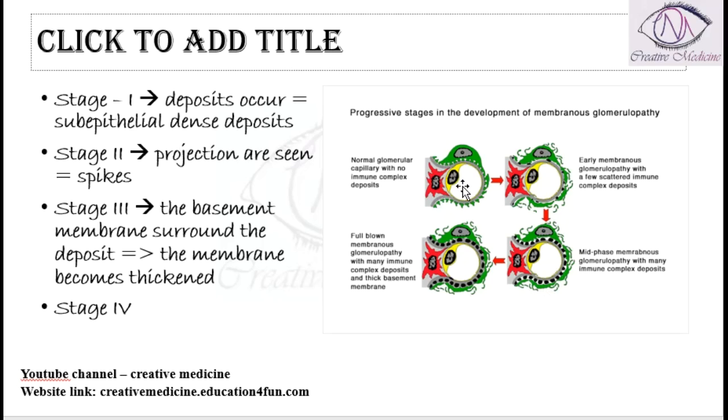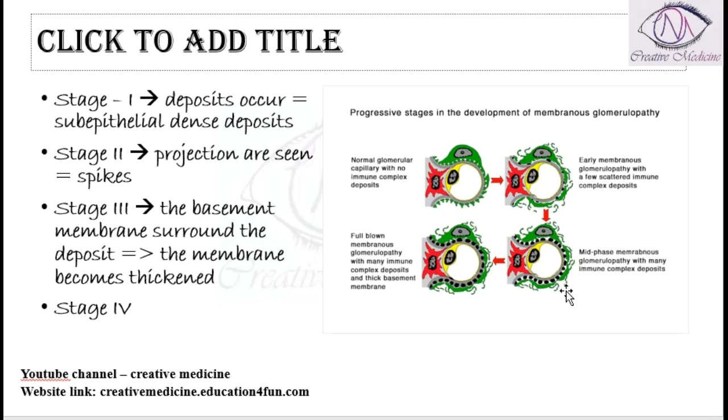In stage 1, glomerular deposits are mainly in the subepithelial region. They are present only in the subepithelial region. Stage 2. In stage 2, the projections are seen as spikes. Spikes are seen in stage 2.